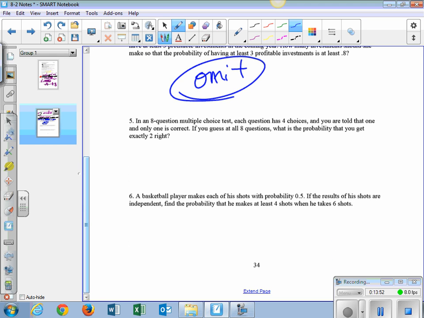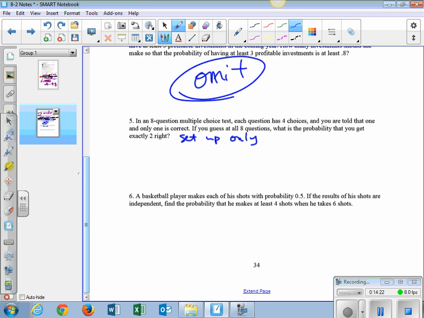Number 5. In an 8-question multiple choice test, each question has 4 choices, and you are told that one and only one is correct. If you guess at all 8 questions, what is the probability that you get exactly 2 right? Again, let's just do this one, setup only. Why don't you pause the video just for a couple seconds and see if you can set that one up, and just again, setup only.